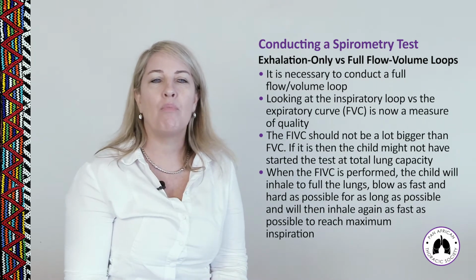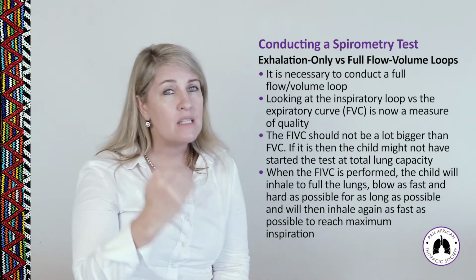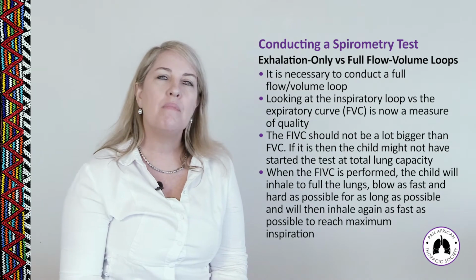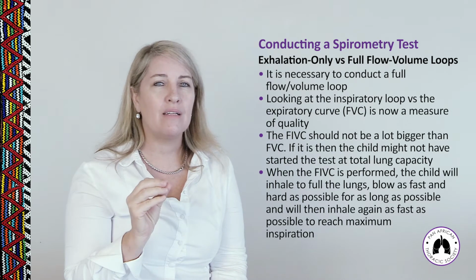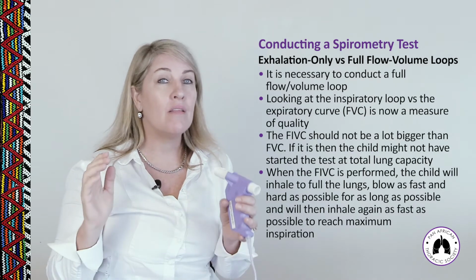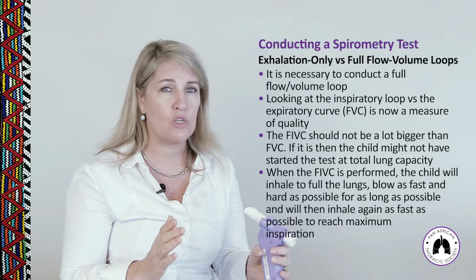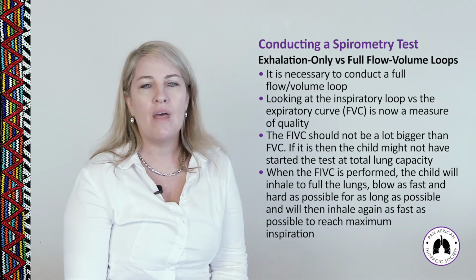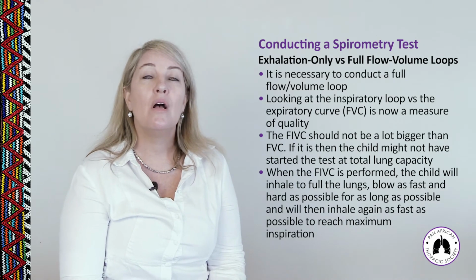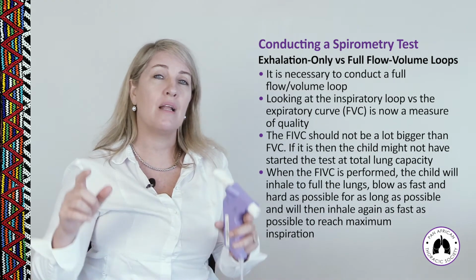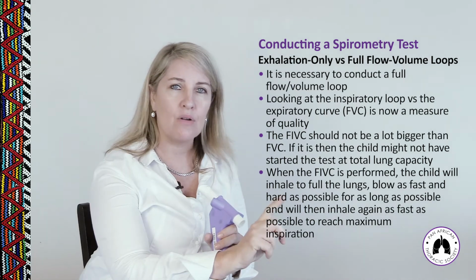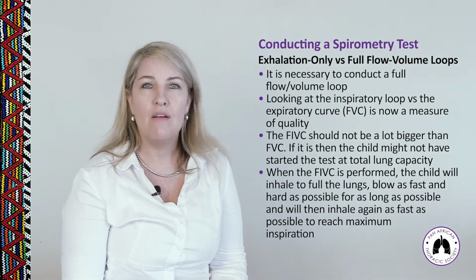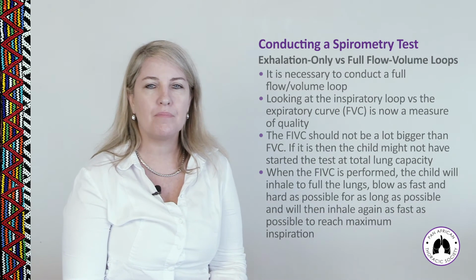So it's very, very important that the child does both the FVC and the FIVC, the inspiratory loop, as well. Because if the forced inspiratory vital capacity is much bigger than the forced vital capacity, the expiratory portion, we know that the child did not start that blow at total lung capacity. So that is one of the main reasons why we want to do a full flow volume loop, to make sure that the amount of air that the child breathes out is equal to what the child breathes in. Okay, and that's really for measuring the quality of the tests.